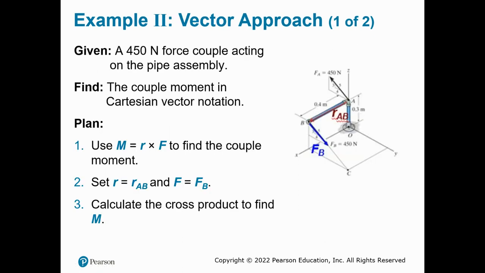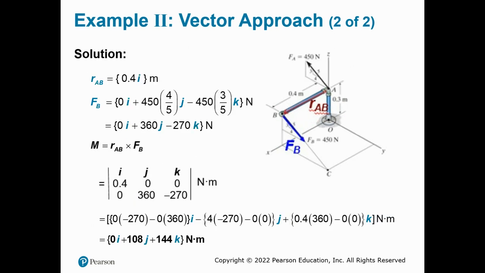Example number 2 says we have a 450 Newton force couple acting on the pipe assembly. We're looking for the couple moment in Cartesian vector notation. So we're going to use moment equals r cross F. We're looking for the position vector r_AB. Remember, we say ending point minus the starting point. If you get lost, please refer to the several videos in chapter 3 that talk about the position vector.